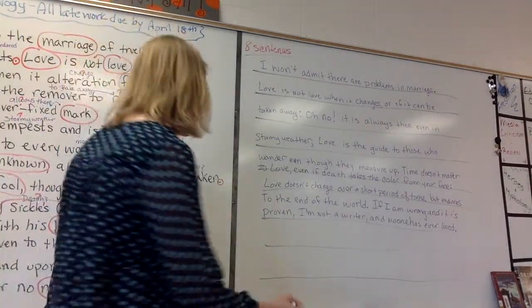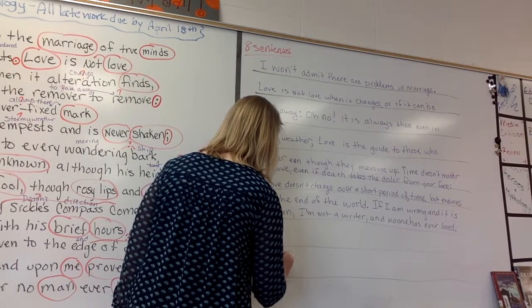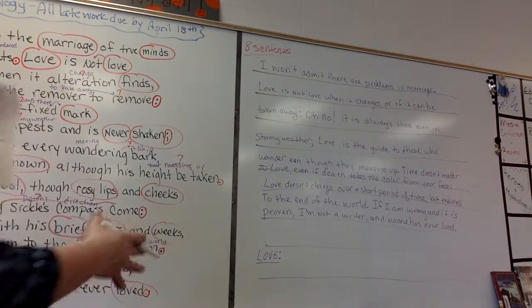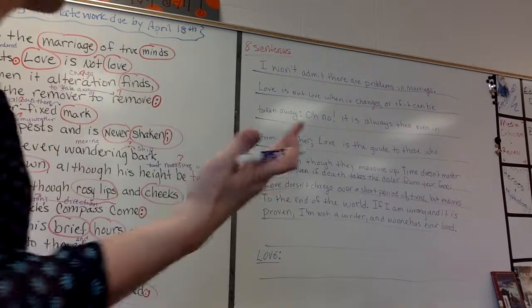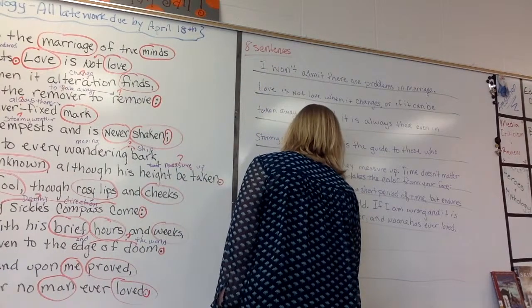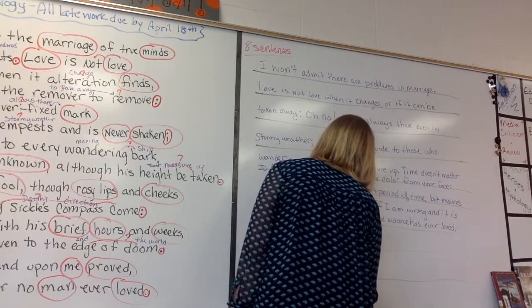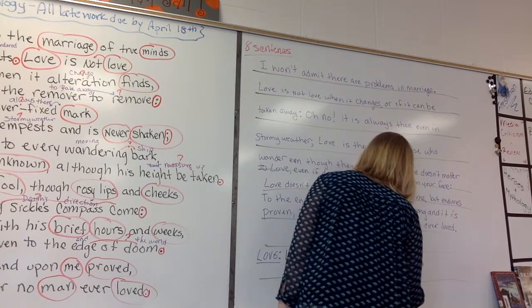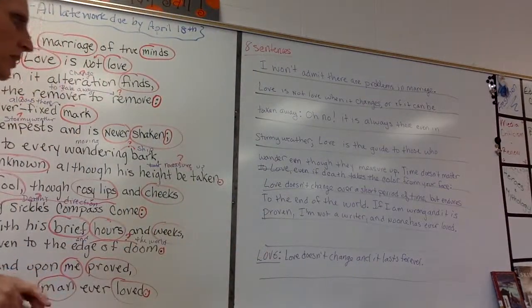So down at the bottom of this, I'm going to put what this is about. Okay? All sonnets are about love. But what kind of love? Well, this is the kind of love that lasts forever, kind of almost like I'm giving a theme for this poem. So this is that love doesn't change and it lasts forever. Okay, so I'm just going to write a quick idea down at the bottom so that I know.